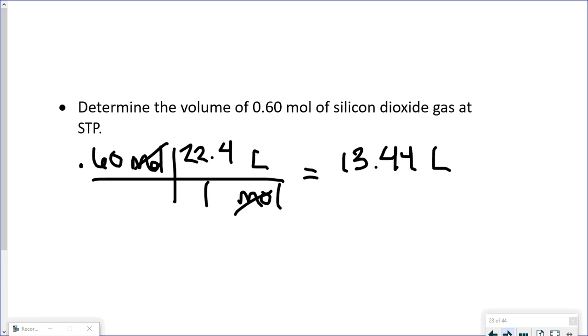Now don't forget to check out your sig figs. Our original number, the 0.60 moles, only has 2 digits, 2 sig figs. So our answer needs to be rounded to 2 sig figs. So it would round down to 13 liters. Let's look at one more problem.